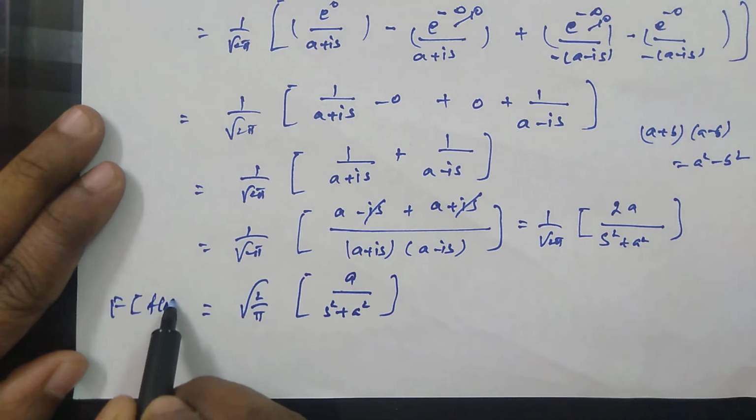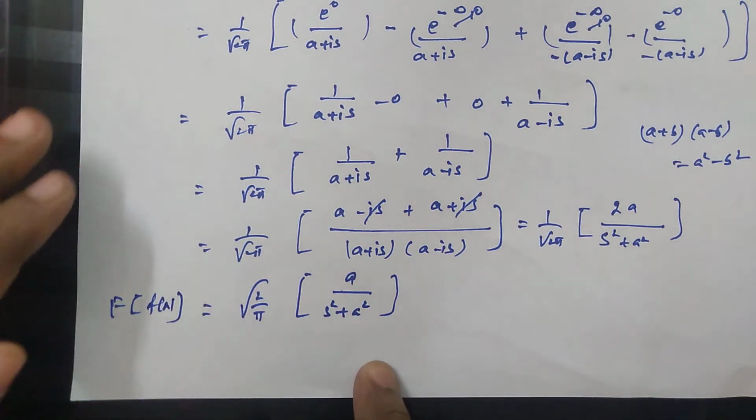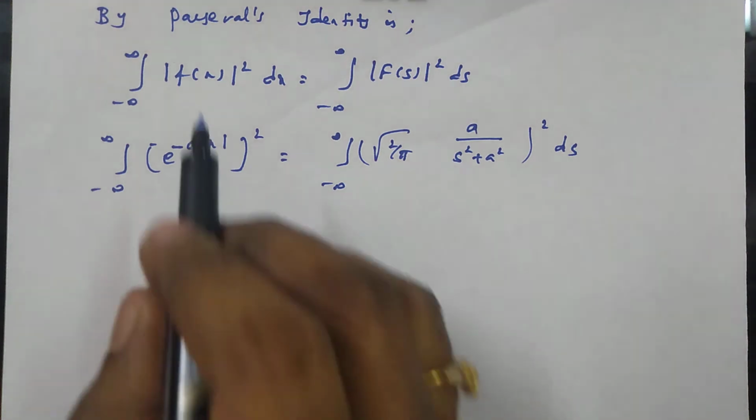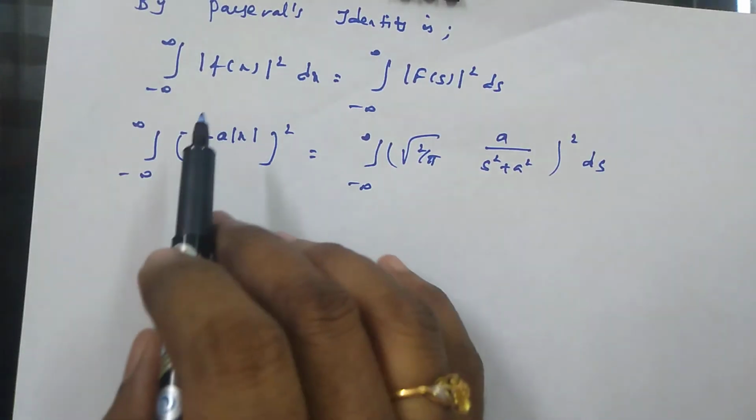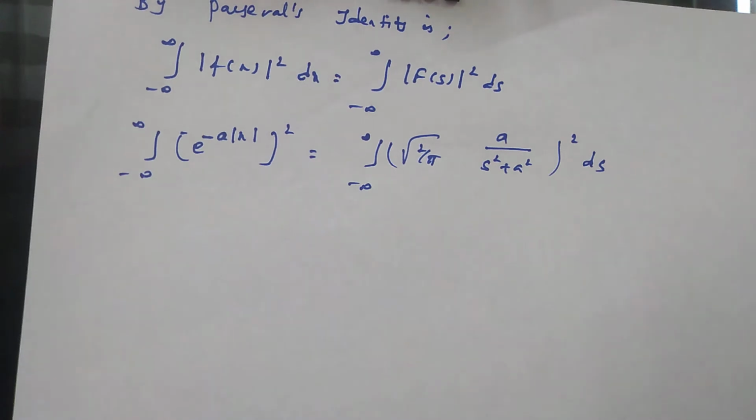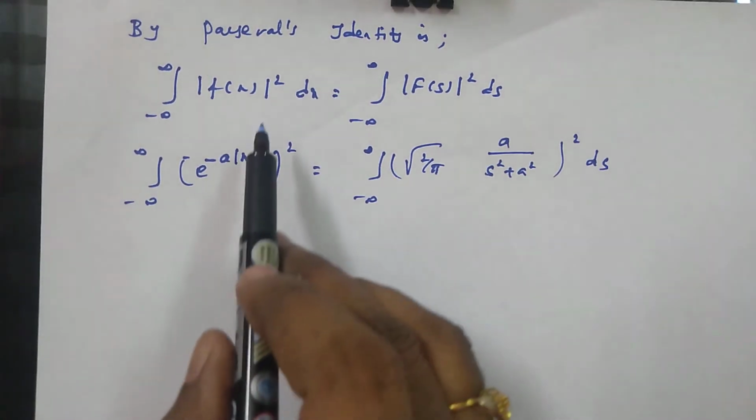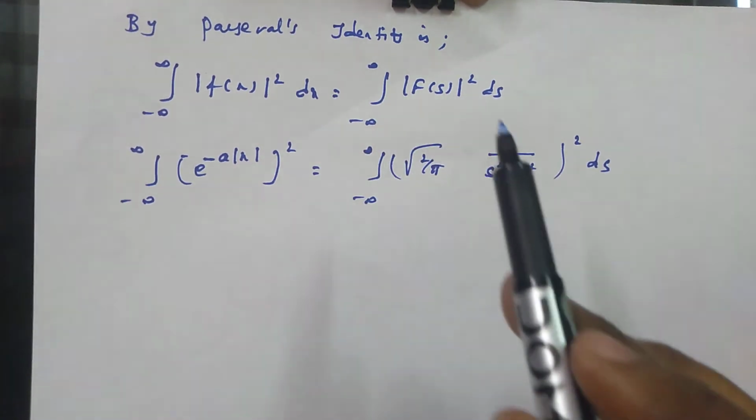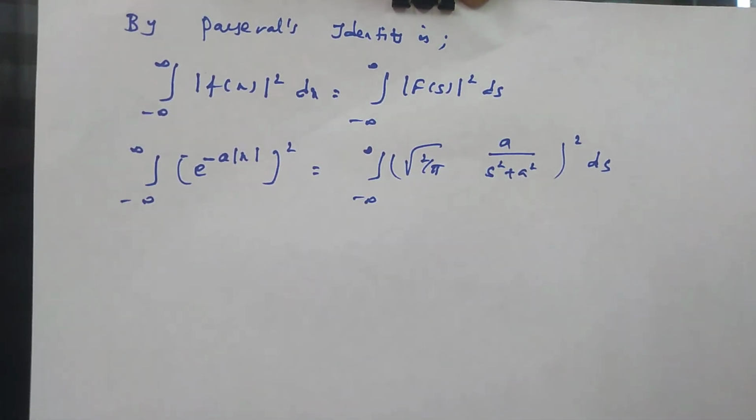Find the Fourier transform of f of x. Now we have got the first one. To prove the second part of the problem, we are using Parseval's identity. So the Parseval's identity is integral minus infinity to plus infinity modulus of f of x the whole square dx equal to integral minus infinity to plus infinity modulus of F of s the whole square ds.